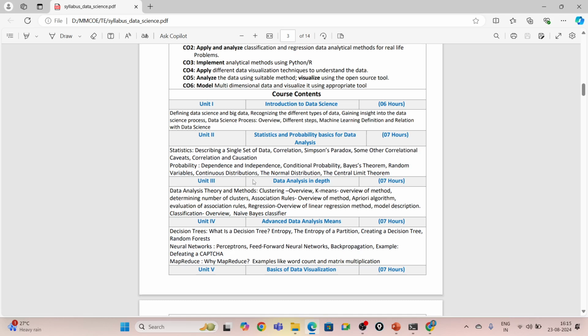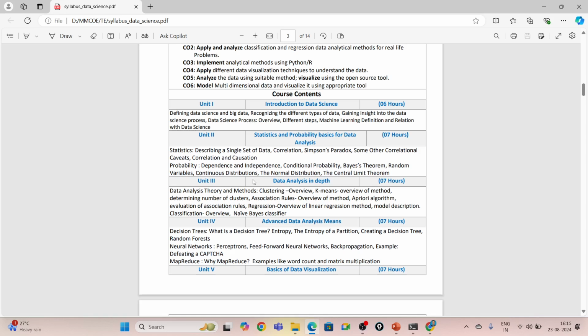Unit number 1 is entirely a theoretical unit, where we already covered the definition of data science, the definition of big data, then the different advanced tools we require when dealing with big data, as well as the different types of data available in a data science case. Then we went through the entire process. We have a total of 6 steps in the data science process.